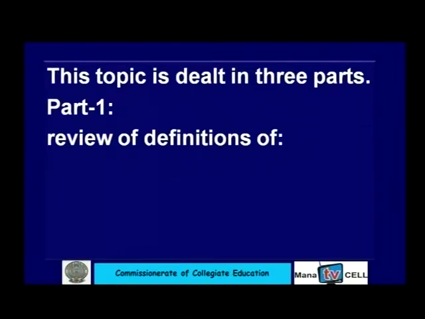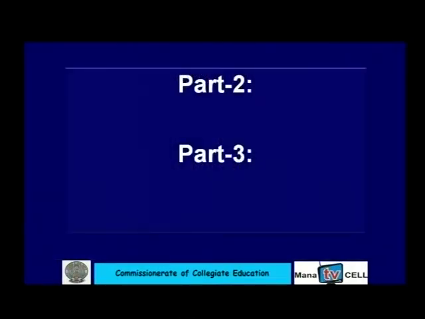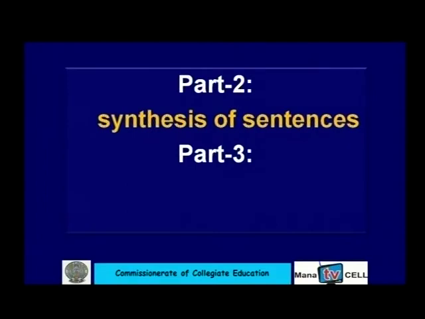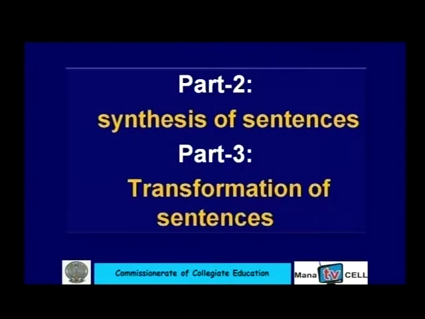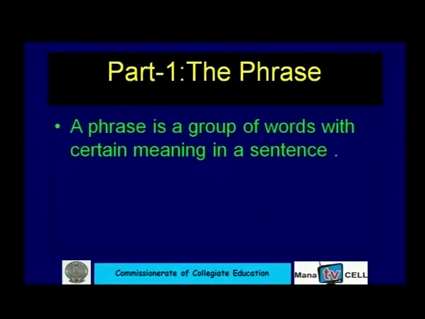This topic of simple, compound and complex sentences is dealt in three parts. In part 1, we have a review of the definitions of a phrase, a clause, simple, complex and a compound sentence, and in part 2 we have synthesis of sentences. In part 3 we have transformation of sentences. Part 1, we begin with the definition of a phrase.